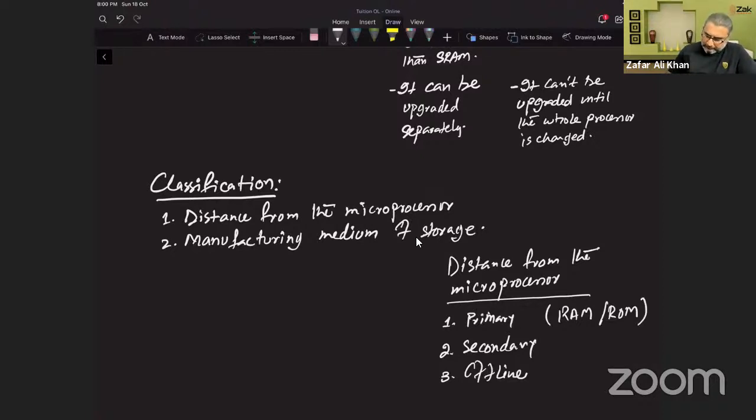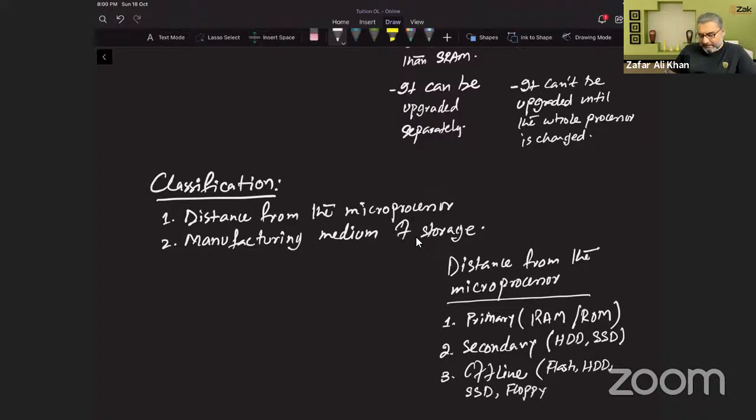All right, so now what are secondary? Either hard disk drive or solid state drive. And what are offline? Flash drive, that might be portable hard disk, that might be portable SSD, that might be floppy, that might be CD, DVD, Blu-ray, or DVD RAM. This is the distance from the microprocessor.